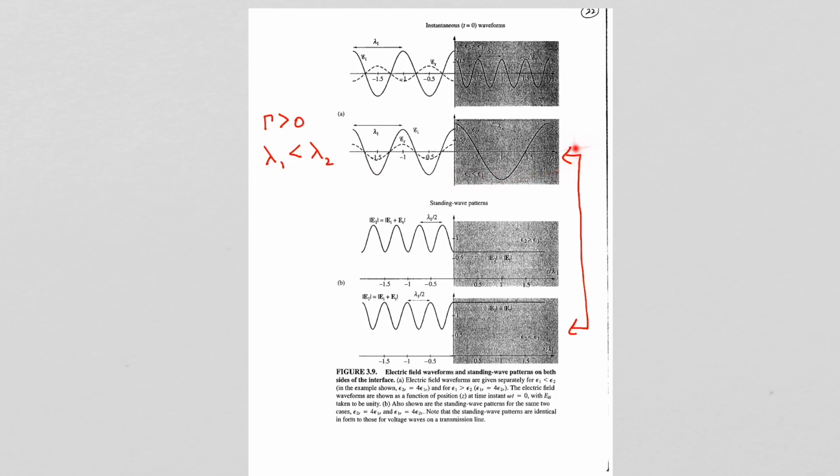This is the situation when the dielectric constant of material 1 is greater than that of material 2. So the wavelength in material 1 is less than the wavelength in material 2, and your reflection coefficient is positive. So here's the incident wave, here is the reflected wave. Down here we have the corresponding standing wave pattern.